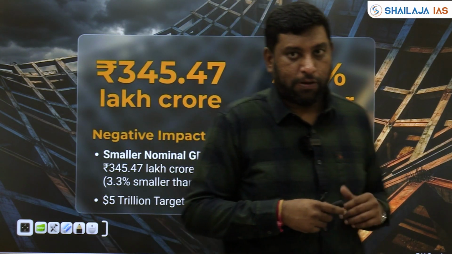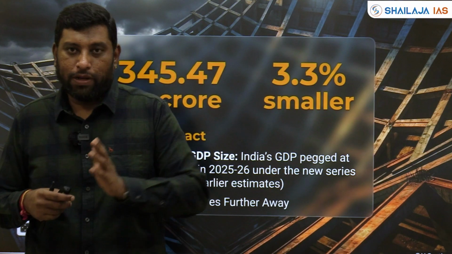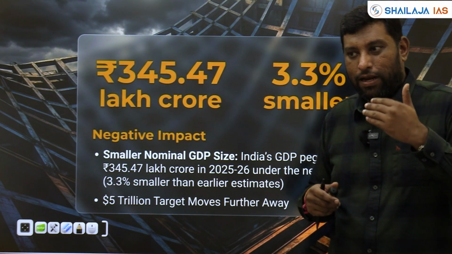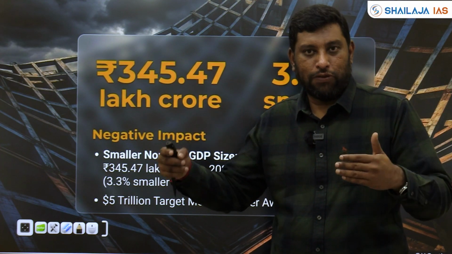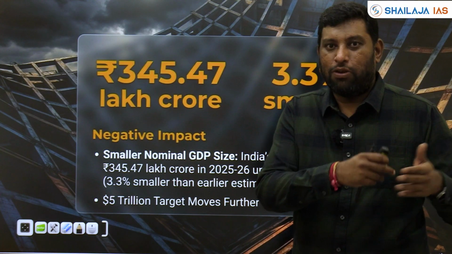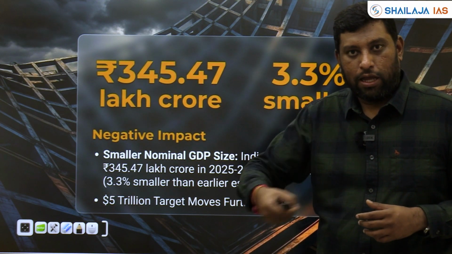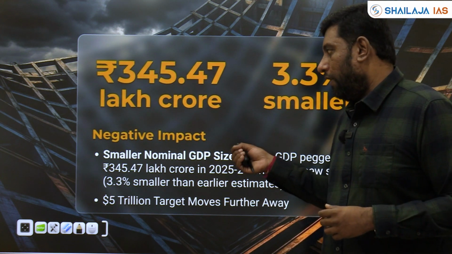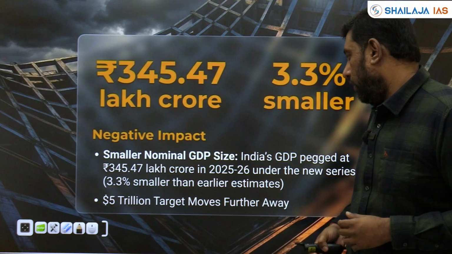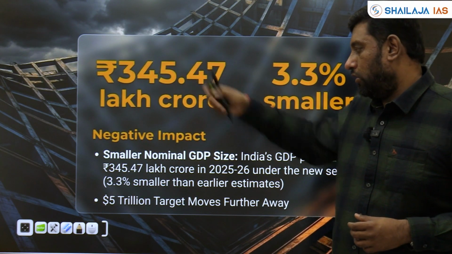Now coming to the negative aspect of it, once there is a more accurate representation of the economic data, they have seen a reduction in the total economic size of the country. Earlier, we were using more extrapolation and more guesswork. Now, with better data accumulation, they have come to the conclusion that the actual GDP for 2025 and 2026 is 3.3% lower than the earlier estimates.